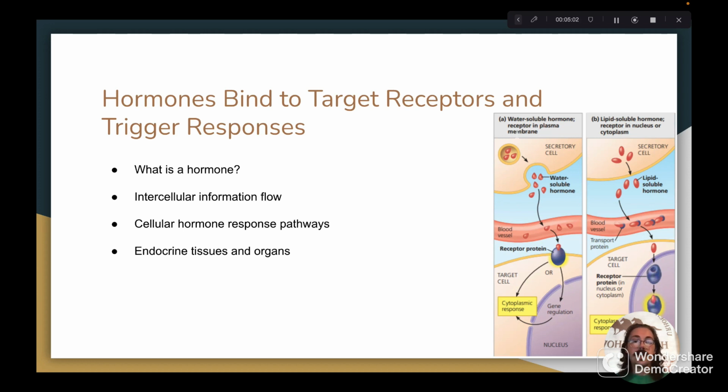And lastly on this slide, we'll talk about endocrine tissues and organs. Endocrine cells are found throughout the body and organ systems besides the endocrine system, and endocrine glands such as the thyroid glands, testes, and ovaries are organs found within the bodies of animals that do not have ducts and are capable of secreting hormones directly into the fluids that surround them.